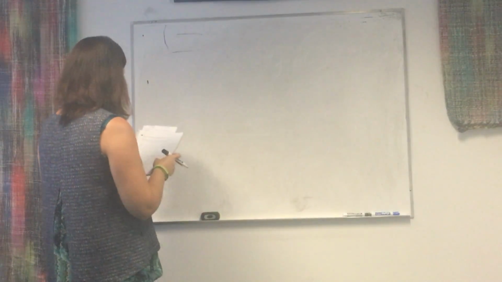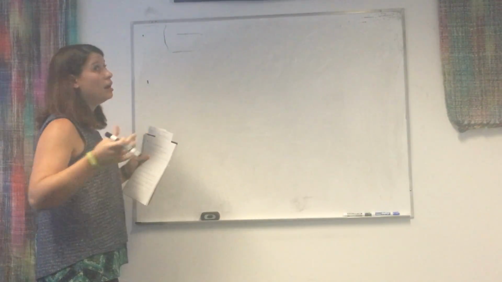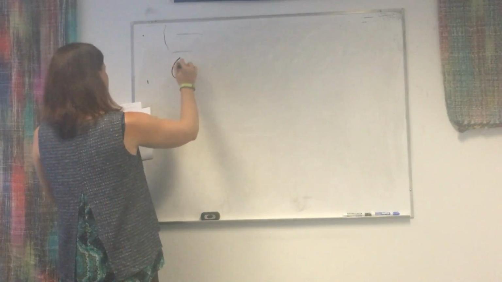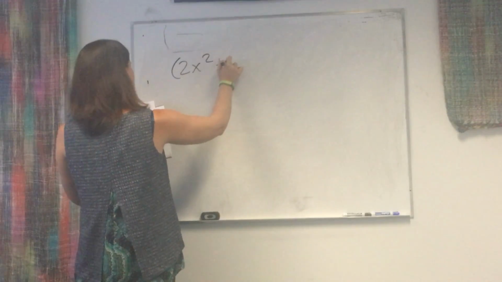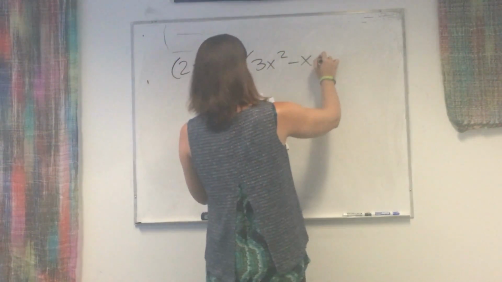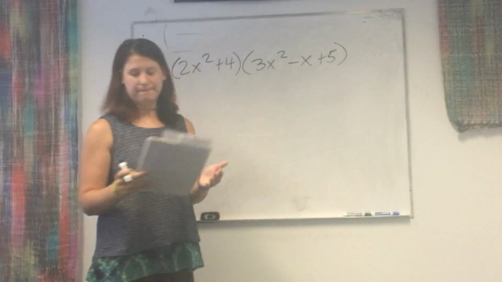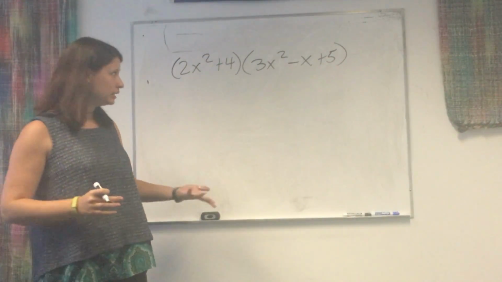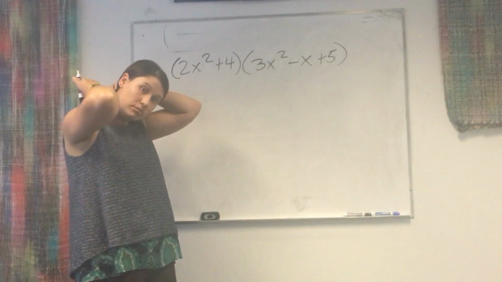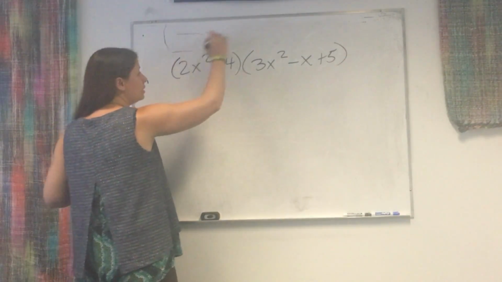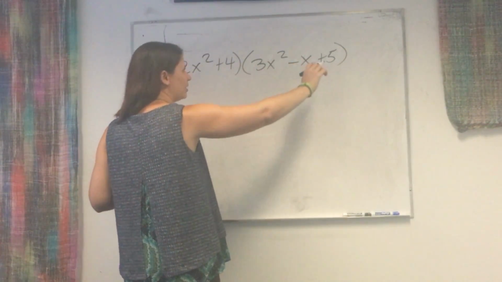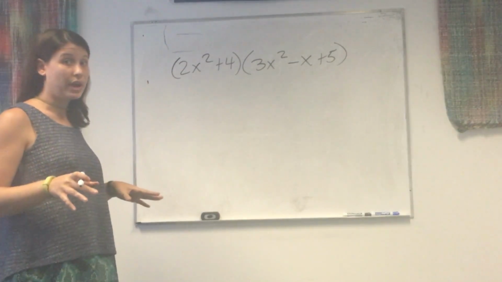Okay, next is if we take two non-monomials times each other. So we will have 2x squared plus 4 times 3x squared minus x plus 5. Okay, now again there's technically multiple ways we can do this. We could take the first term and distribute it to all 3 pieces, and then the second term and distribute it to all 3 pieces. That is perfectly valid, okay?